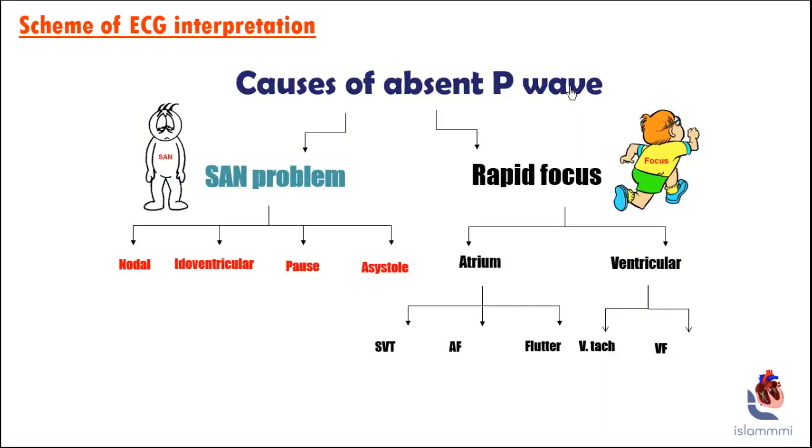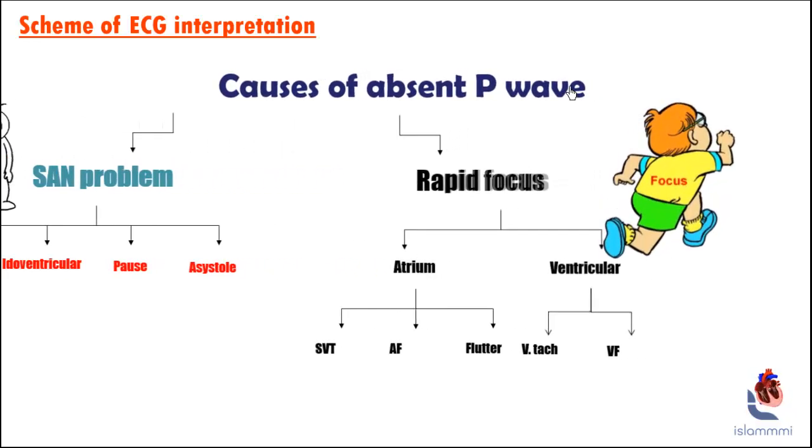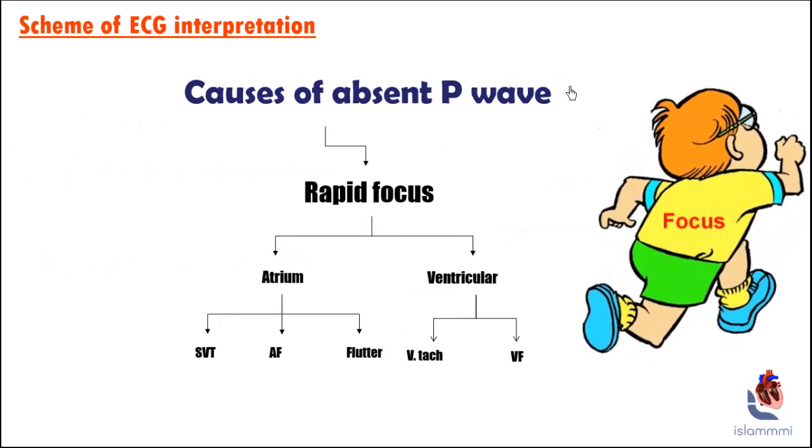If we have an SA node problem, what if we have a stronger focus, maybe a more active focus? So the SA node is working perfectly, it has no problem, but you have stronger guys coming to overcome. So the ECG will not be the same as the normal one. It depends on where this stronger focus comes from. Does it come from the atrium and how strong is it? This makes the difference in the ECG. If the strong focus is coming from the atrium, we have the SVT.